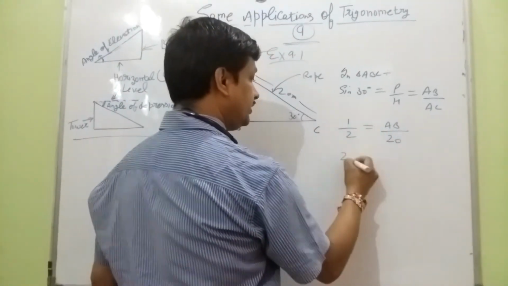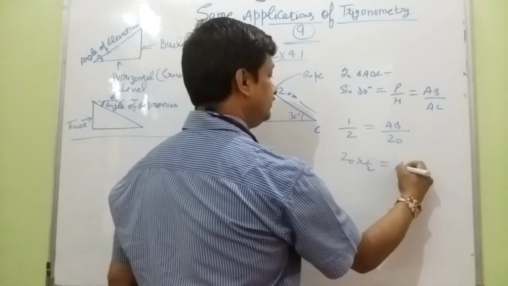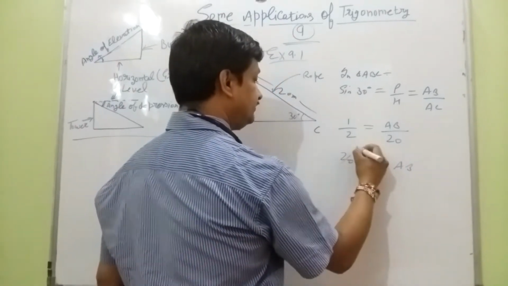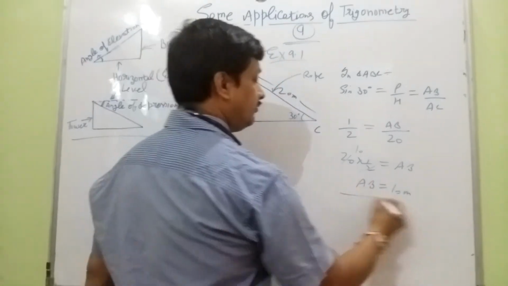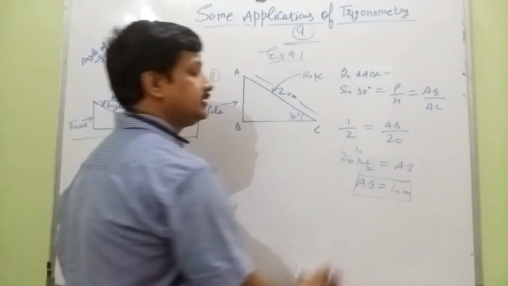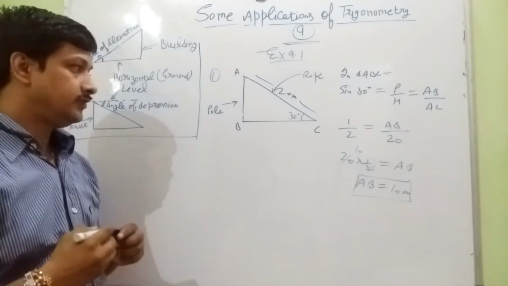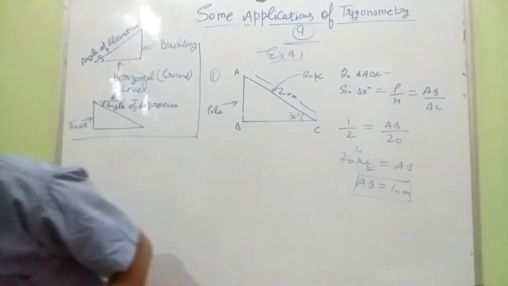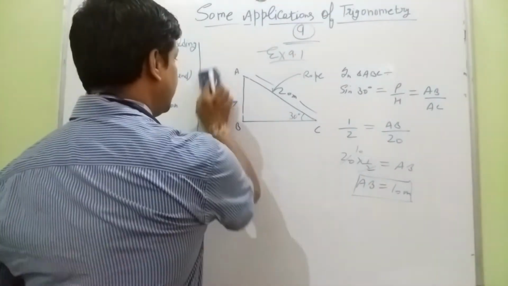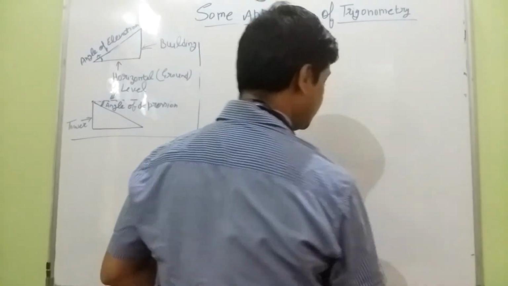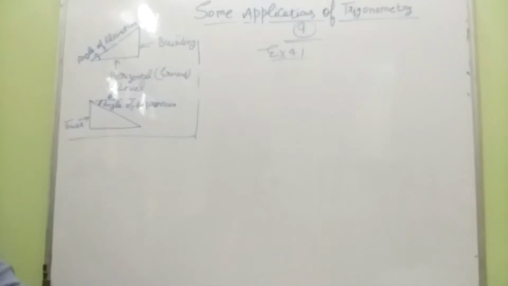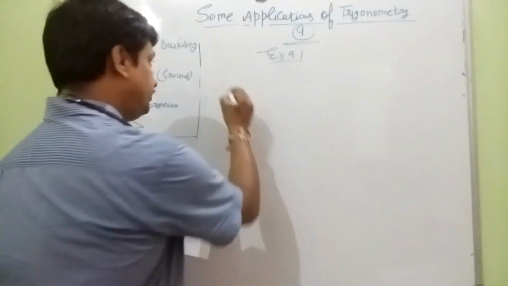Now cross multiply it and we will get AB equal to 10 meters. So what it means is the height of the pole is 10 meters. So this way we have to proceed. You can just pause the video to note down the solution. After this, we will do question number 2.